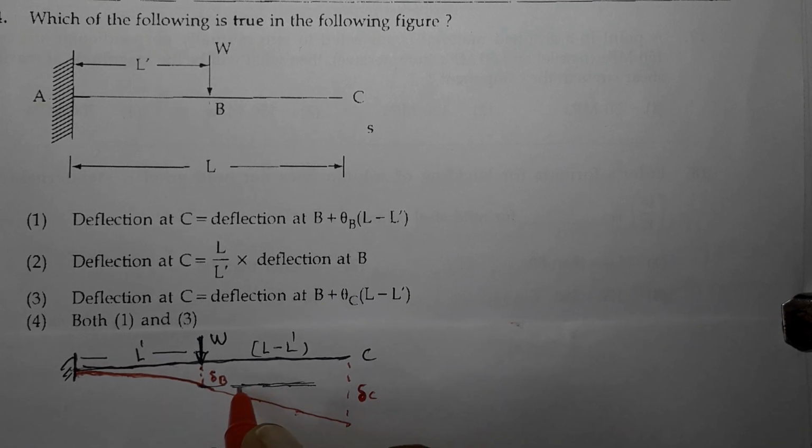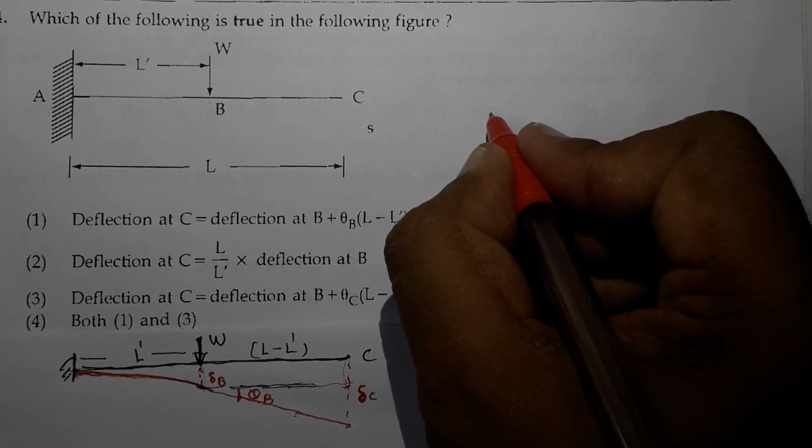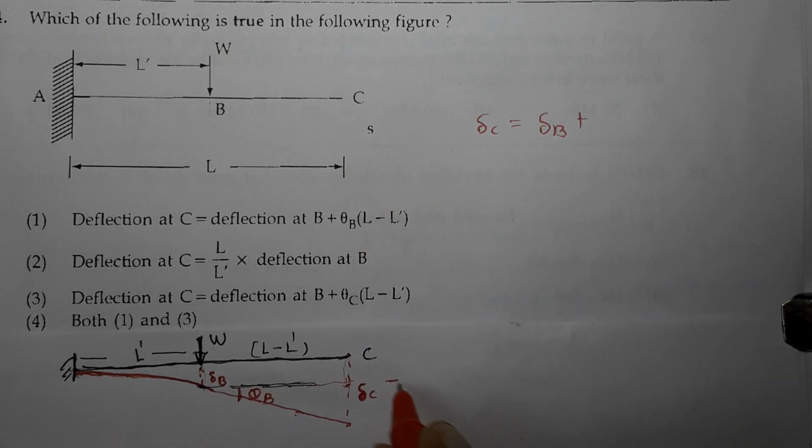So theta B is the slope at B, I have shown this. The vertical displacement is the displacement of this point B at which the load W is acting, and let delta C be the deflection at C. Now delta C can be obtained as delta C is equal to delta B plus this vertical distance. So I want to get this vertical distance.